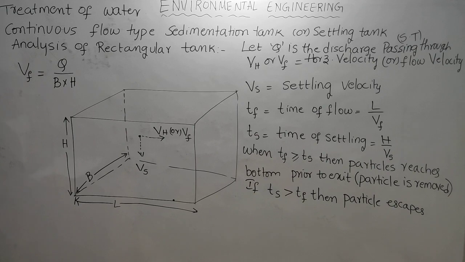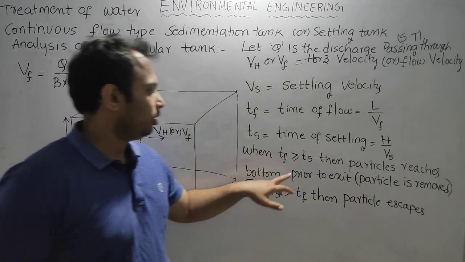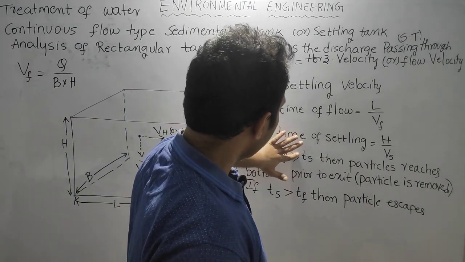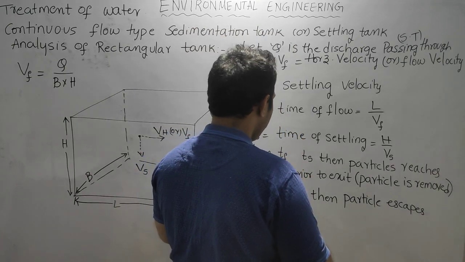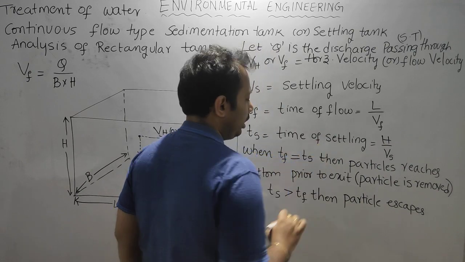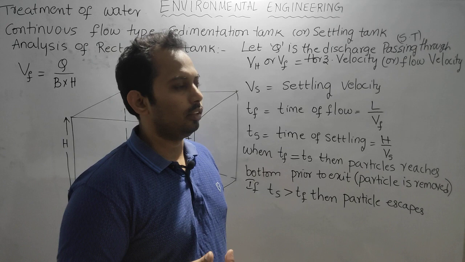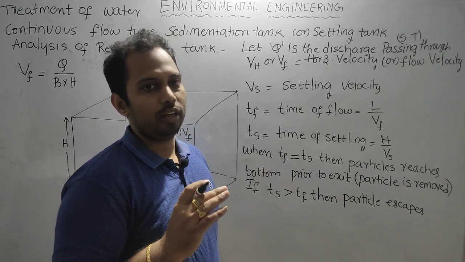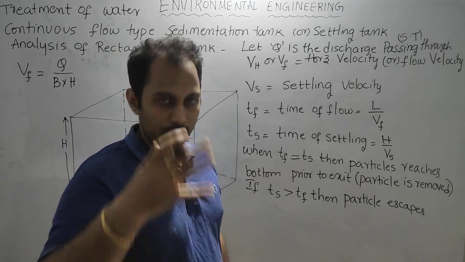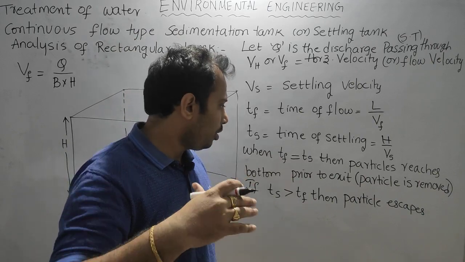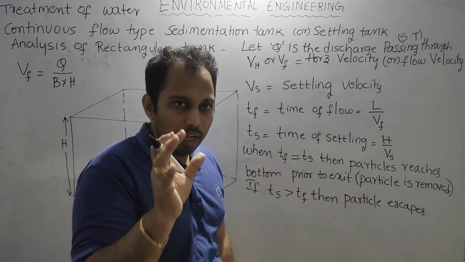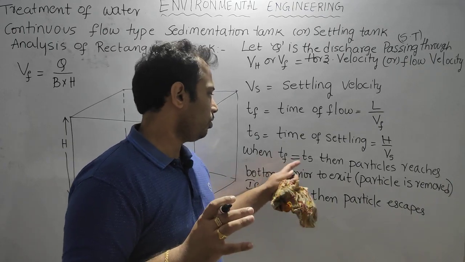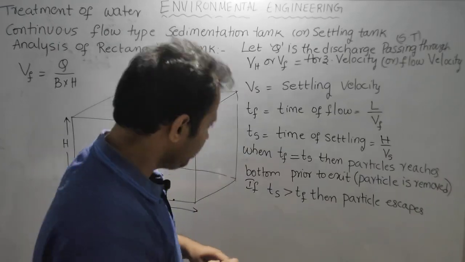When the time of flow is equal to the time of settling, this is the worst condition where the particle will settle. That means when TF is equal to TS is the worst condition. If TF is greater than TS, then the particle will settle 100%. TF equal to TS is the boundary condition. When TF is equal to TS and TS slightly increases, then the particle escapes. So the boundary condition for settlement is TF equal to TS.